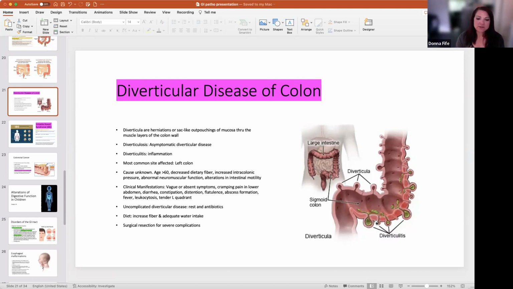Uncomplicated diverticular disease, just going to treat with rest and antibiotics. Diet, you want to have the patient increase fiber and make sure they're having adequate water intake. If there's severe complications, the patient may need to have surgical resection of the area done.